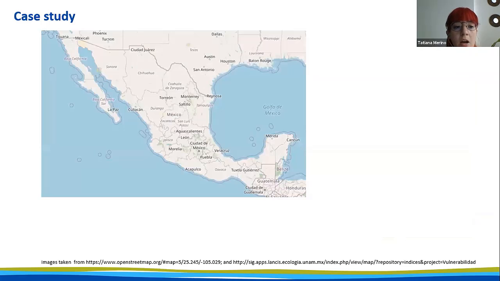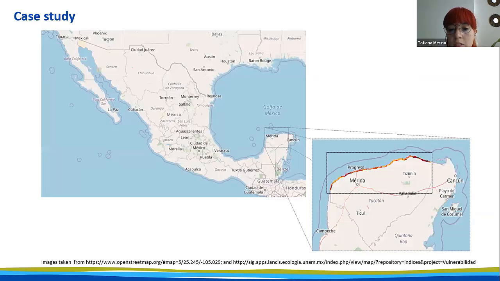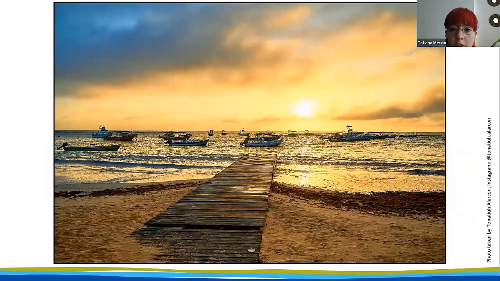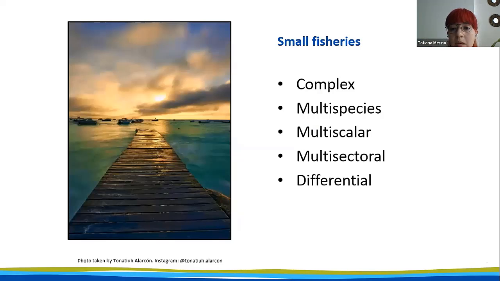So let's take all the theory all the way to the Yucatan coastal zone, specifically to the small-scale fisheries. We chose this social group because fishing is one of the most important activities in the state, and also because they have been described as complex, multi-species, multiscalar. All those concepts just refer to the fact that there are a lot of factors affecting small fisheries, so they are highly vulnerable.